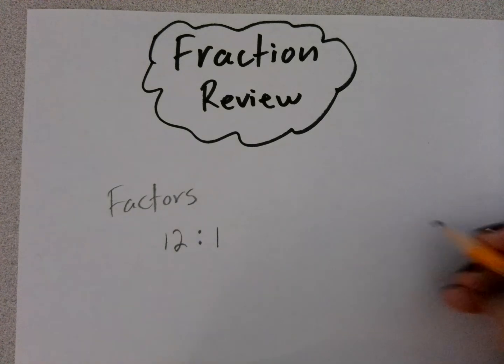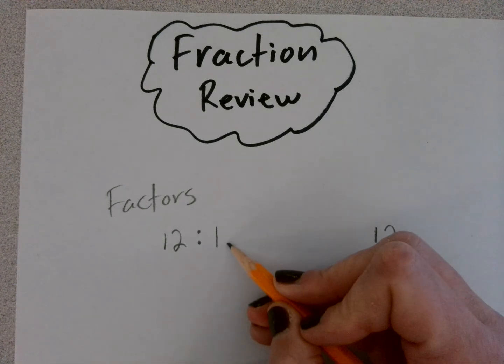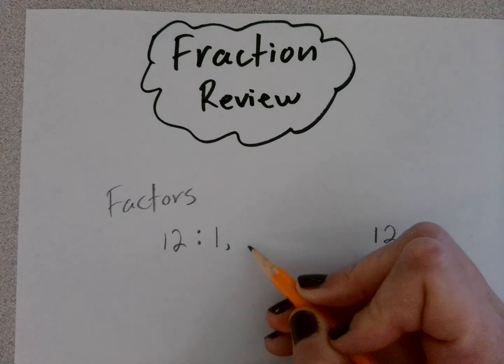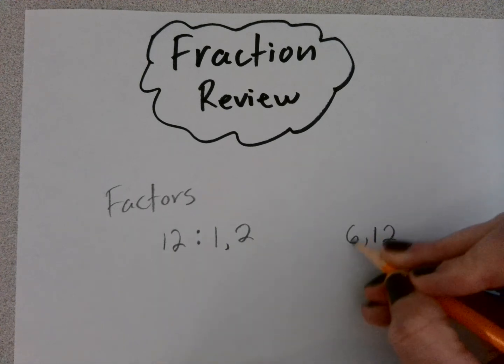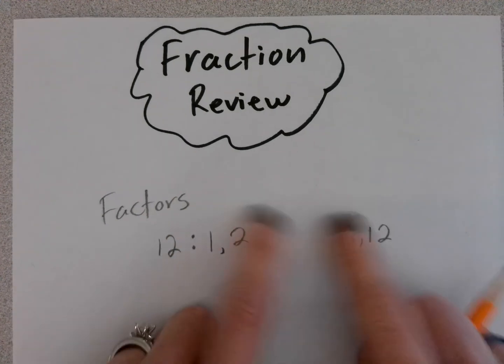I know 1 is a factor of every single number because 1 times anything is itself. So I know 1 times 12 equals 12. Then I just keep going from 1. So is 2 a factor? Yes. 2 times what? 6 is 12. See how it's kind of going together?